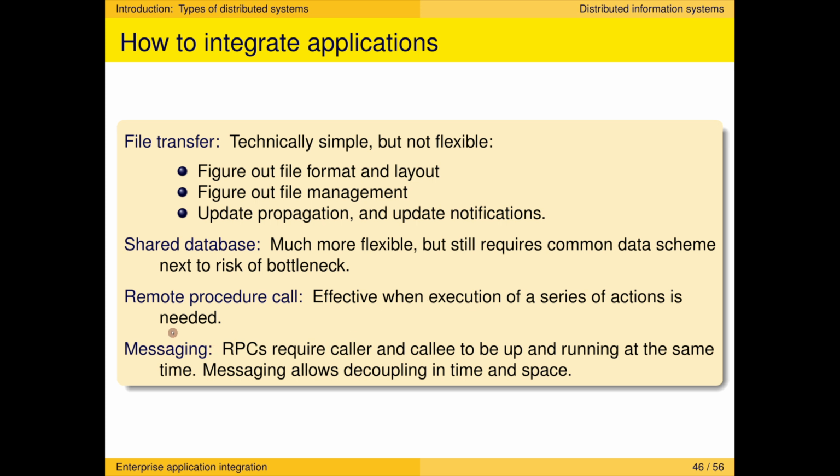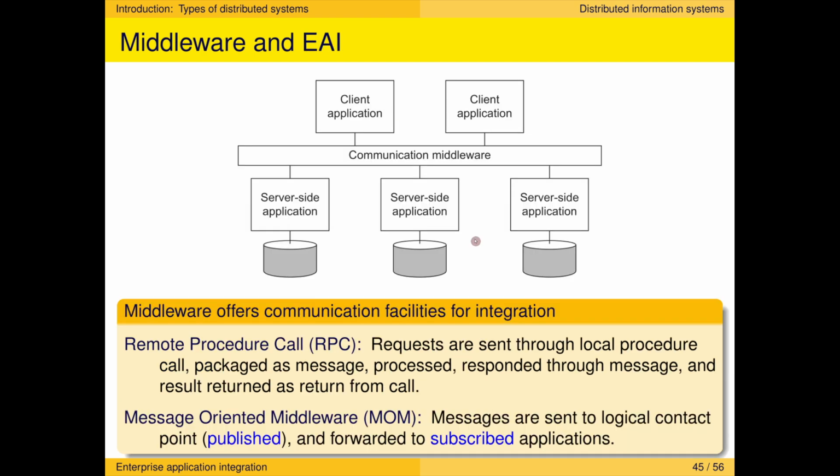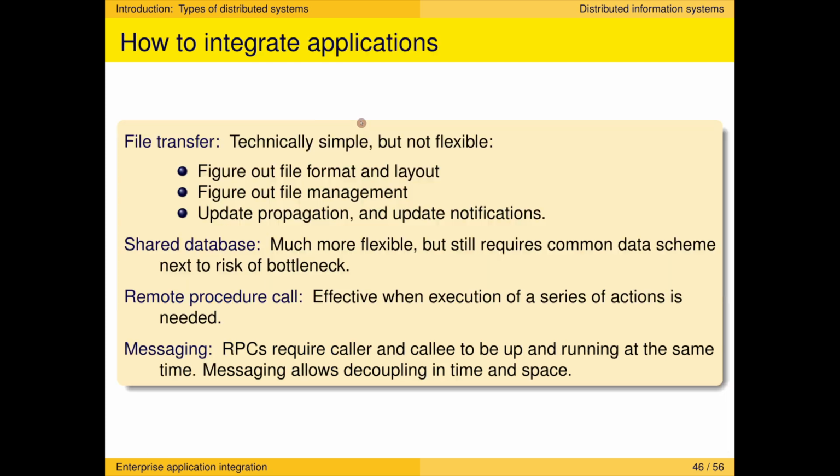And messaging. The problem with RPC is that to make an RPC call, both the client and the server should be up and running at the same time. When the client connects, the server should be up and running so that it can respond. And when the server function completes and returns the return value, the client application again should be up and running.